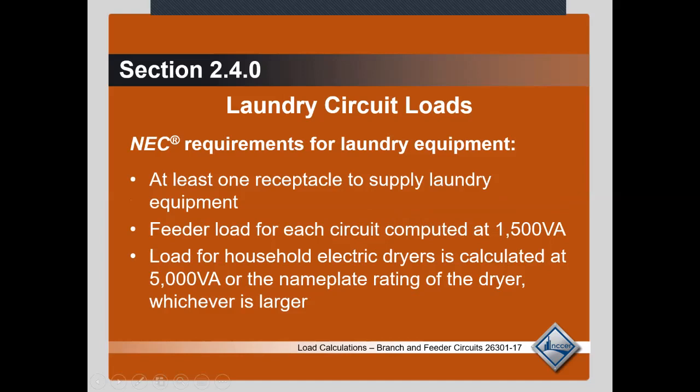Feeder load for each circuit computed at 1500 volt-amps. Loads for household electric dryers is calculated at 5,000 watts or the nameplate rating of the dryer, whichever is larger. Oh, there it is. It says whichever is larger. Well, how do you do that if you don't know what the dryer is? Then you go at 5,000.